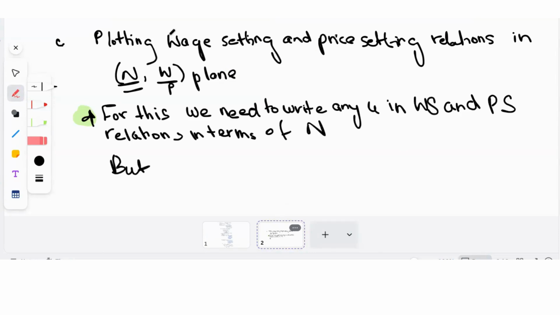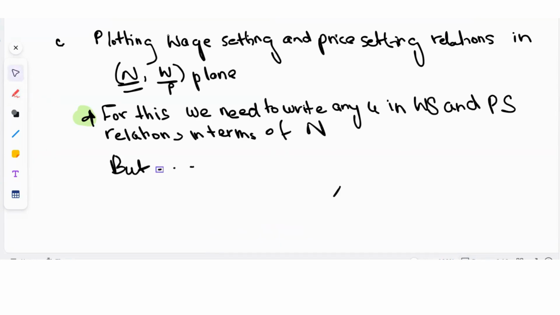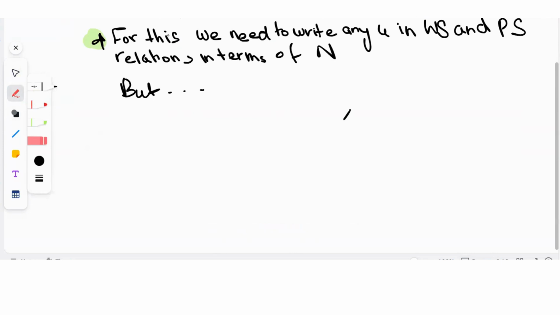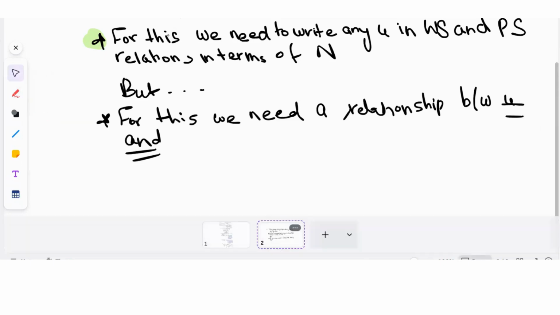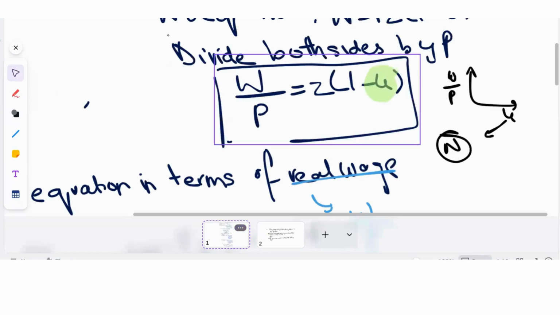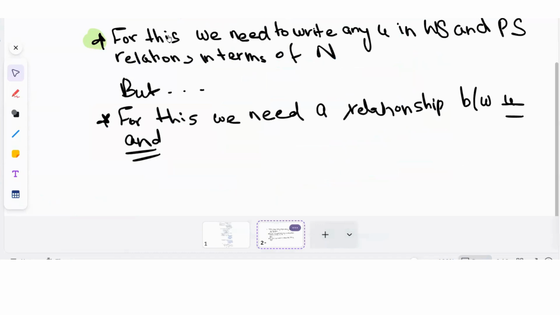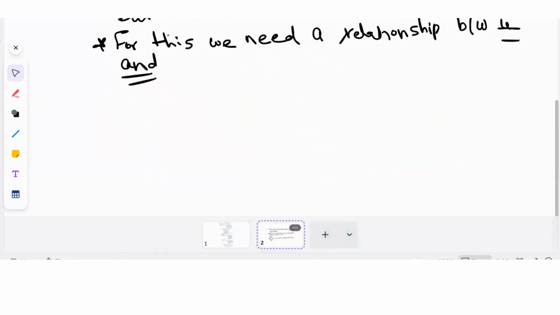But for this, we need a relationship between u and N. Any u that we have in the WSPS relations, we need to write in terms of N to plot it against N. So if I want to plot this wage setting relation against N rather than u, I need a relationship between u and N, so I can write it in terms of N. Let's figure out that relationship now.